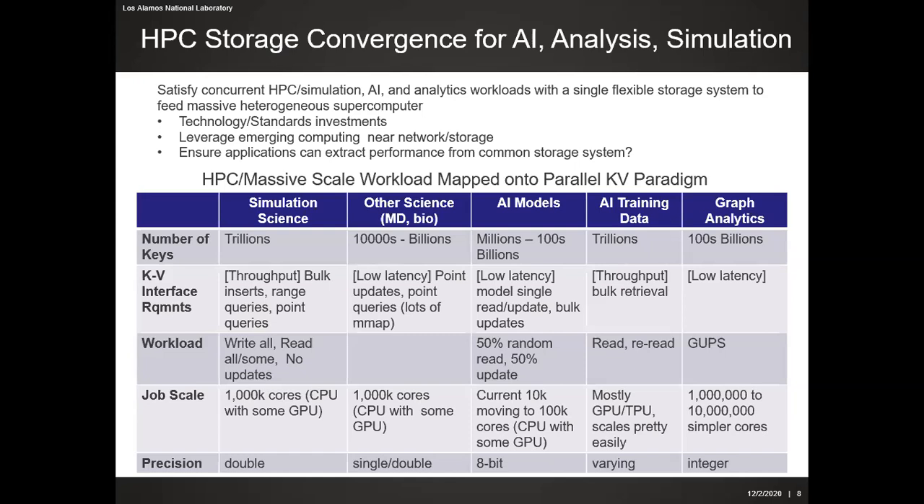The key value interface requirements: you can see that simulation is lots of bulk inserts with range queries, with a few point queries, where AI models are really more of a single read update with bulk updates and bulk retrieval, and graph analytics, of course, is low latency everything. And then what they look like, the job scales that we think we would see if we were doing these things at scale for us.